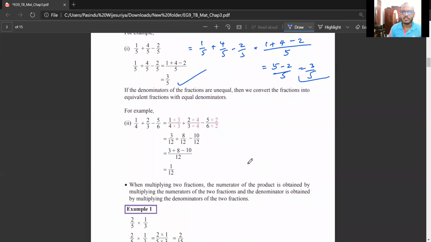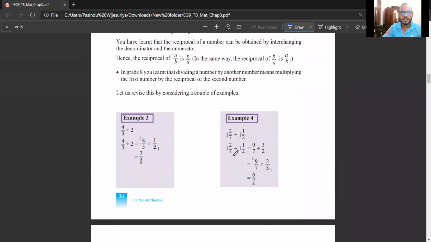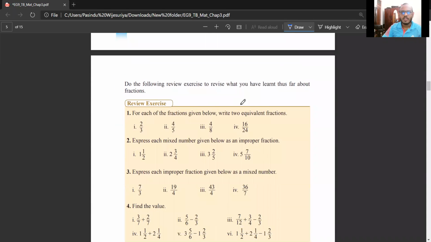Okay. So in this situation, I will directly go to the exercises because you can go to the examples and understand. For each fraction given, write 2 equivalent. So here it's 4 over 5. To write an equivalent, you multiply both numerator and denominator by the same number. Let's multiply it by 2. So here, 8 over 10.